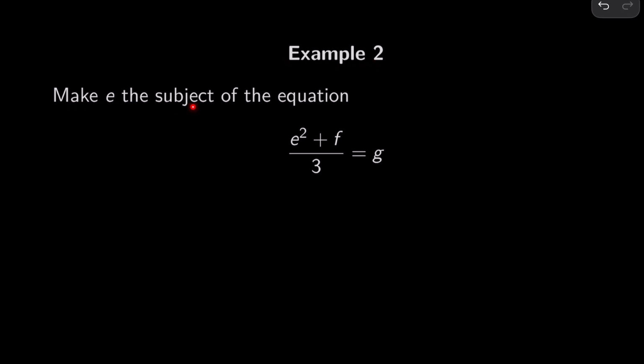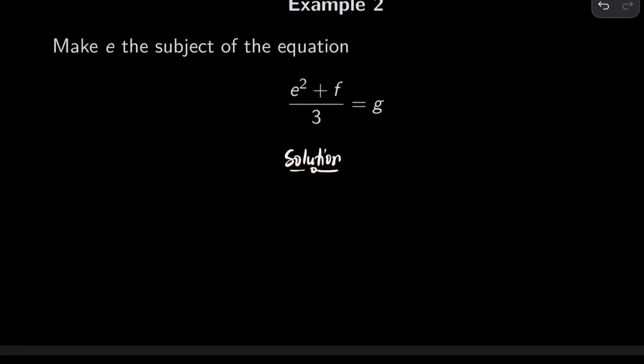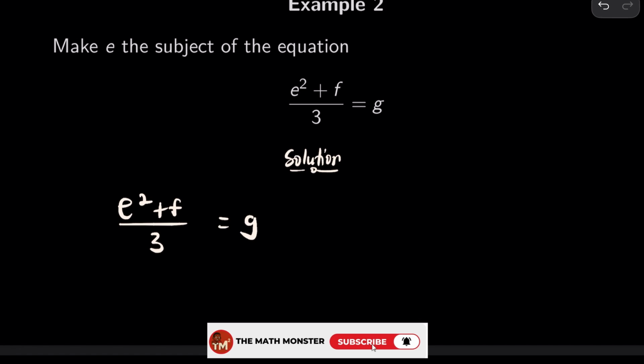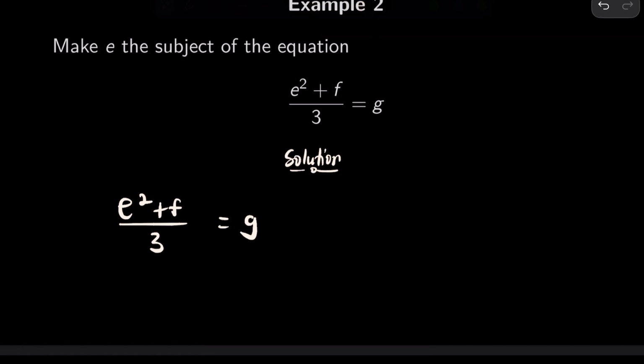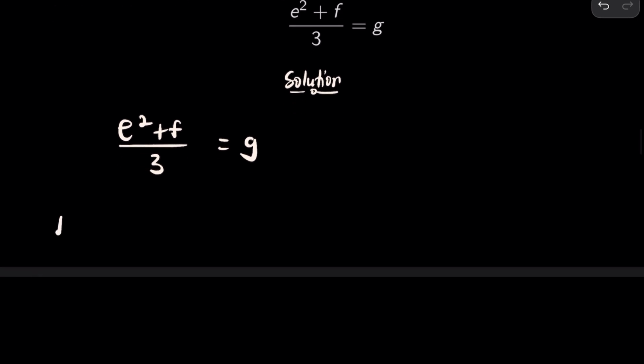Example 2. Make E the subject of the equation given below. Solution. We have the equation given as E squared plus F, divided by 3, is equal to G. So here our focus is on E, right? So we have to make E stand on its own. First of all, you have to observe that this is a fraction, right? So we have to get rid of the fraction. Thus, we must find the LCM, then we multiply through by the LCM, right? Now here, the LCM is equal to 3, right?